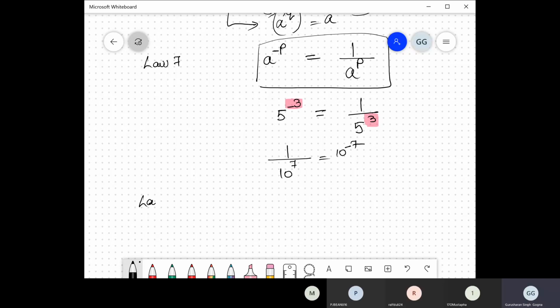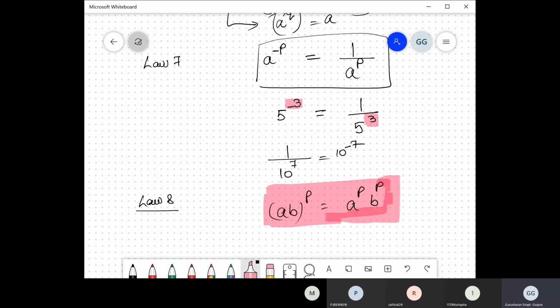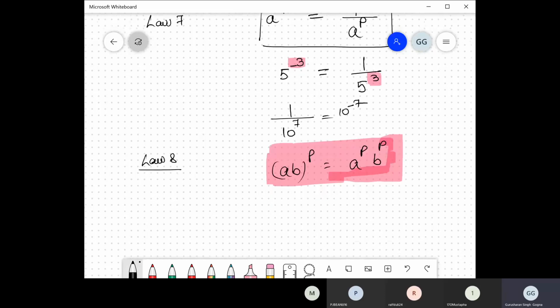Law number 8. ab to the power p equals a to the power p, b to the power p. Now this is one of the most important laws in laws of indices. Why is it most important? Because a lot of students make mistakes in this. So you need to understand this properly.